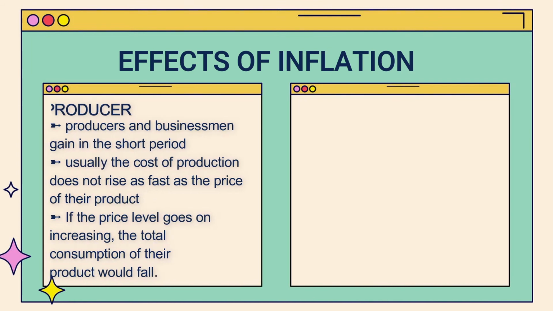We categorize the effects by determining both the consumers and the producers. During inflation, the producers and businessmen gain in the short period of time. Usually, the cost of production does not rise as fast as the price of their product, and so there is an artificial margin of profit. As against this, they may also be affected adversely in the long run. If the price level goes on increasing, the total consumption of their product would fall. The reduced consumption will ultimately raise the cost of production per unit and reduce the profits.